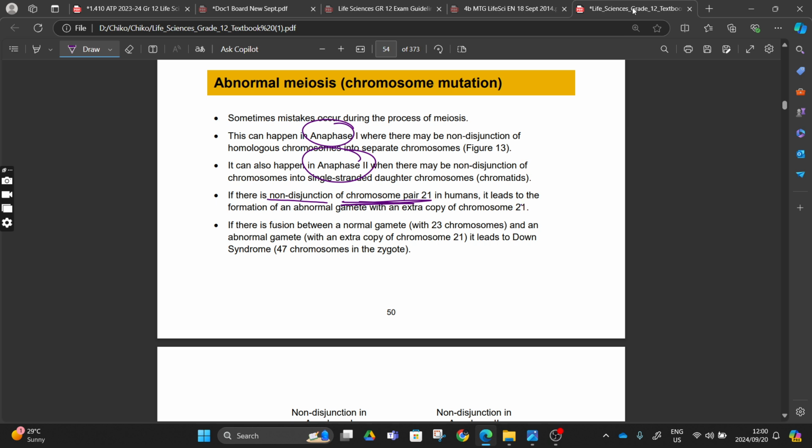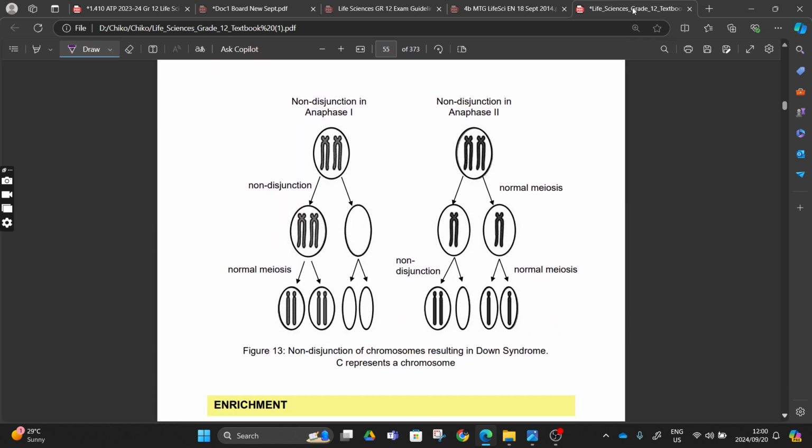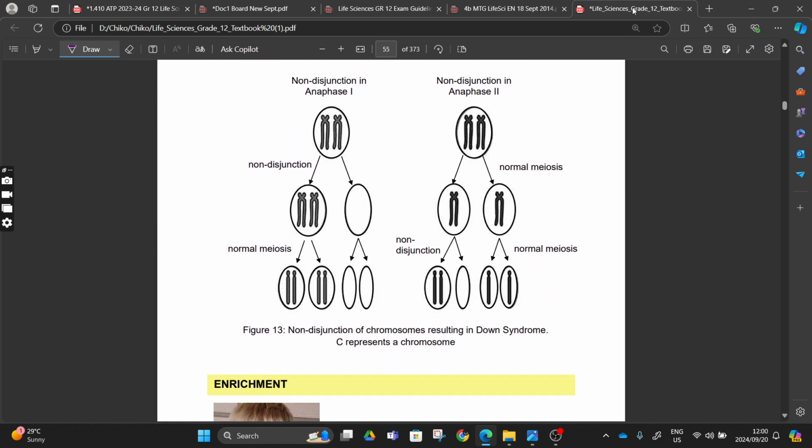And then we can see chromosome 21, the trisomy, and then Down syndrome. The abnormal is Down syndrome. They like to ask this question very much. Now you can see the non-disjunction that is taking place, and then we have non-disjunction this side, and then we'll end up with these 2 cells having one extra chromosome.